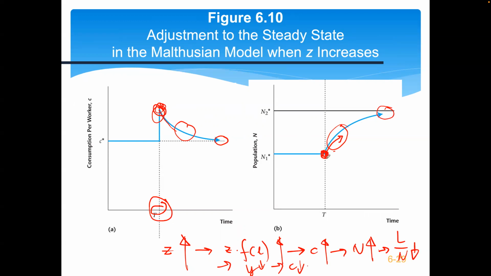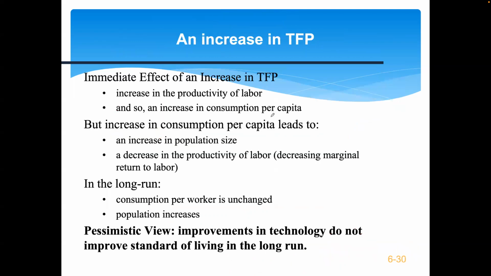Over the long term, what we've seen is there's no change in standard of living. Yes, you have population growth, but the population growth is not sustainable. It's not dramatic. Right. Now, this slide is going to summarize what happens if there's an increase in TFP.